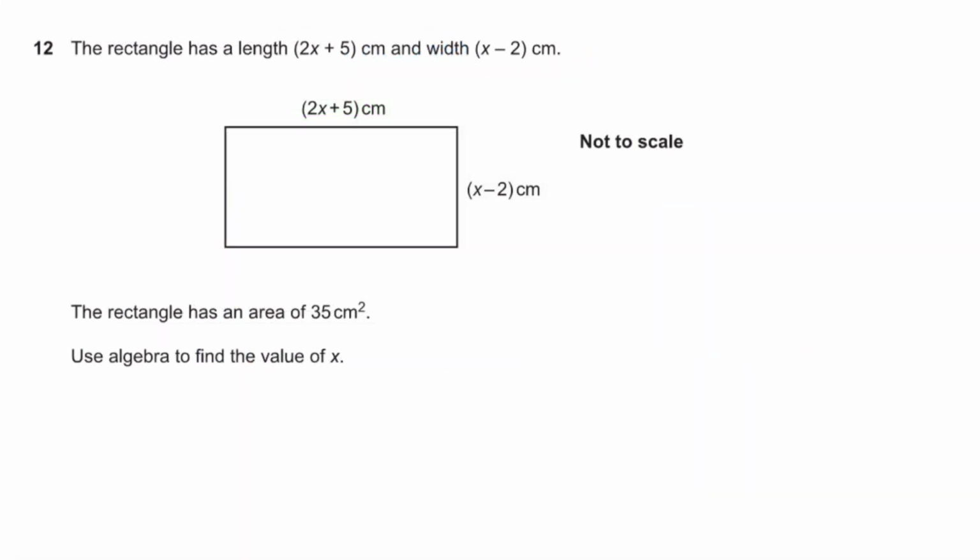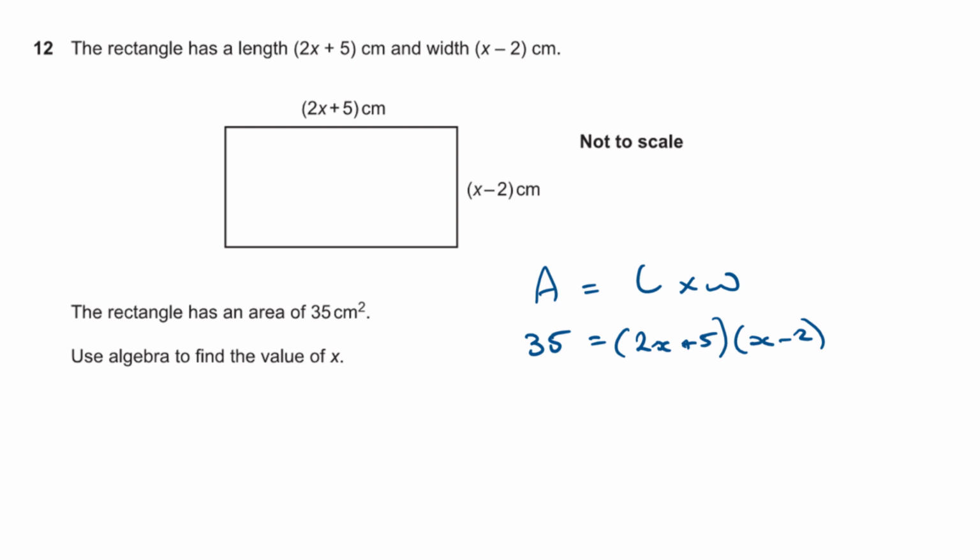Question 12. The rectangle has length 2x plus 5 centimeters and width x minus 2 centimeters. The rectangle has an area of 35 centimeters squared. Use algebra to find the value of x. Okay, so area of a rectangle is just length times width, isn't it? Okay, now we know the area. We're told it's 35. We know the length. It's 2x plus 5. We know the width. It's x minus 2. Okay, so solve for x.